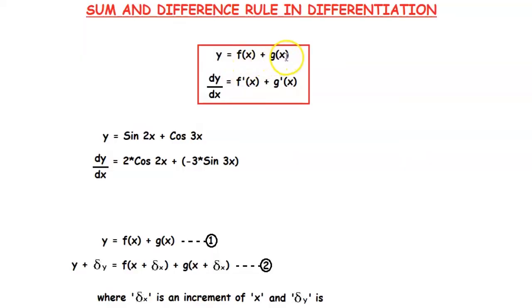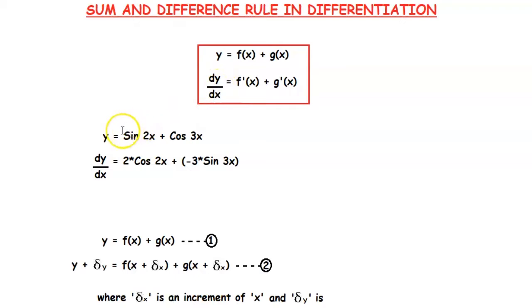Let's say that we have a function y equals f of x plus g of x. Here y is the addition of two functions f of x and g of x. According to the sum rule, the derivative of y, that is dy by dx, is equal to f prime x plus g prime x. This means that we can differentiate both functions separately and simply add them to give us the final derivative of y with respect to x.